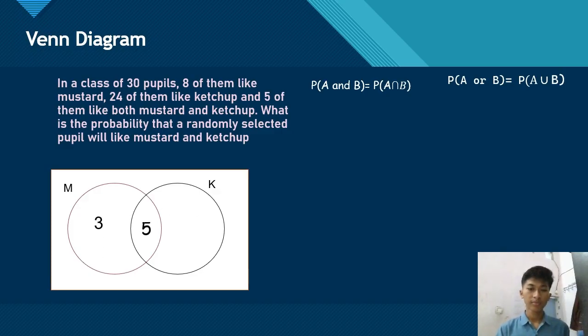And those who like both mustard and ketchup is 5. We write the 5 there. And the number who like mustard, M, is X. The 3 plus 5 is X. And for those who like ketchup we write 19, because when we sum 5 plus 19 it equals 24.